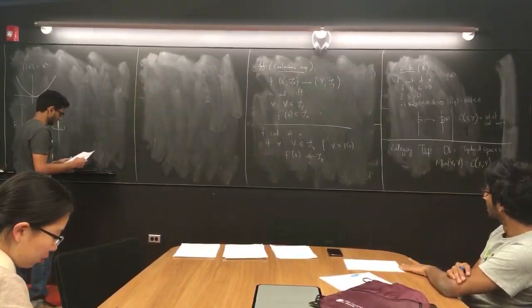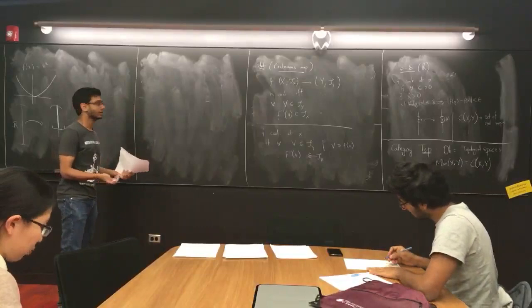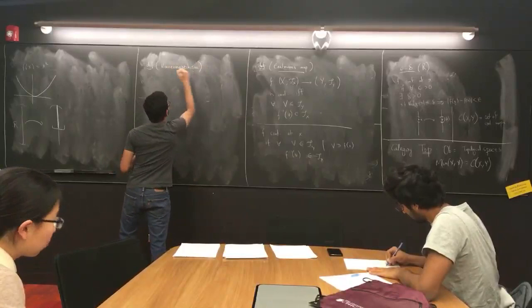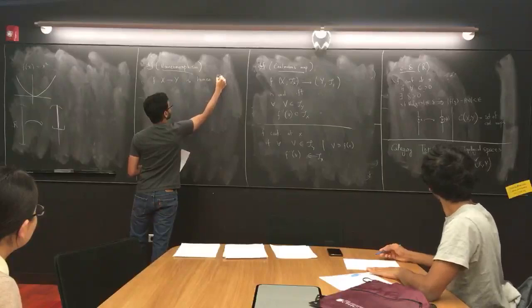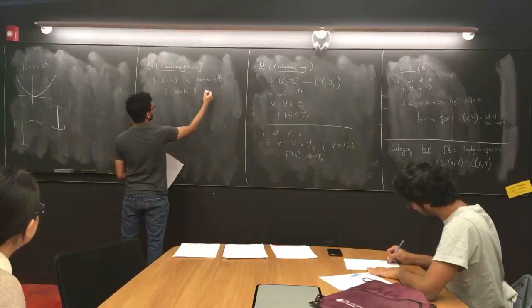The next thing is, now that we have continuous maps, we can define whether two topological spaces are equivalent to each other by defining a homeomorphism. A homeomorphism between two topological spaces X and Y is defined as an invertible function that's both continuous and has a continuous inverse.